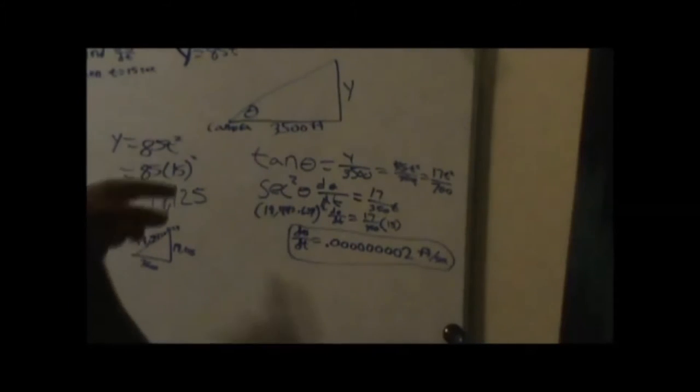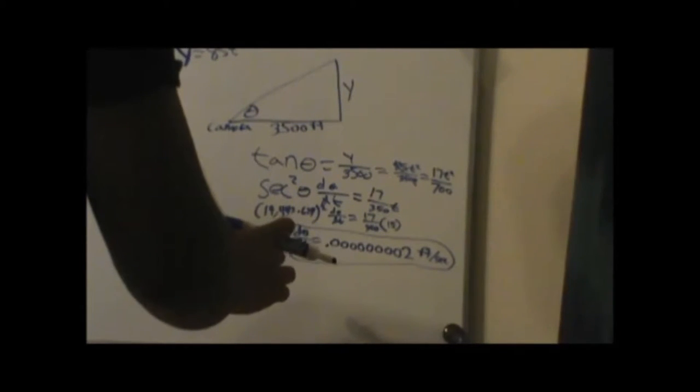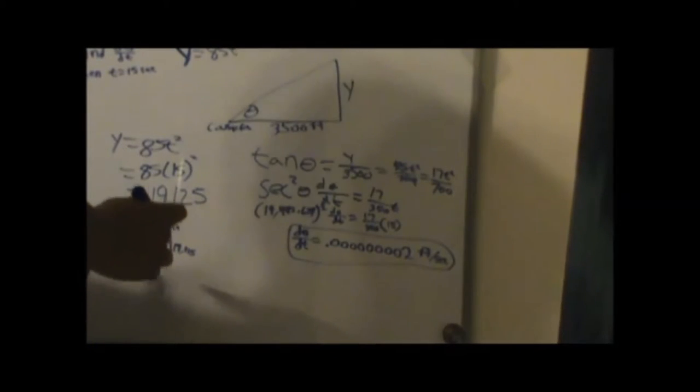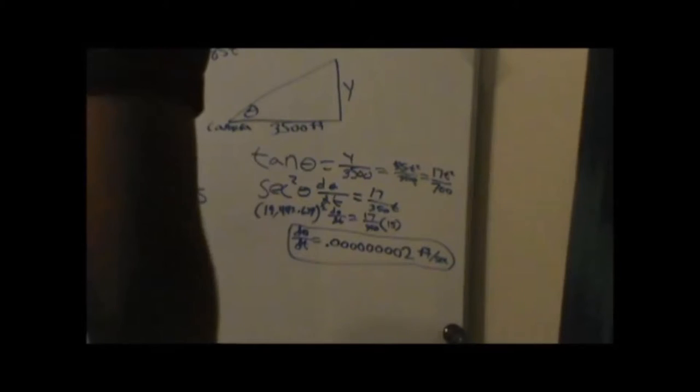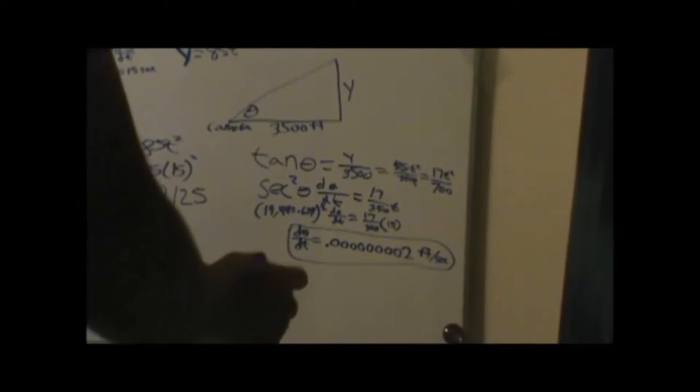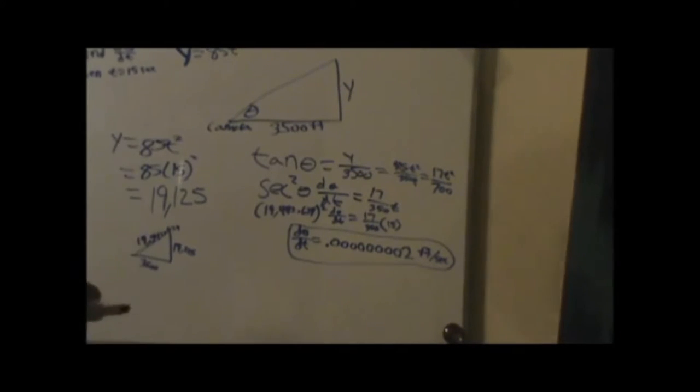Alright, so after you plug in this equation for y, you're gonna simplify it. And then after that, you get the derivative of each side. And then from this other triangle over here, where you use the Pythagorean theorem, you get the hypotenuse, and you plug it in for secant. And from there you square it, and you divide this side by this very large number, and you get this very, very small number, which is the rate at which the angle is changing, in feet per second.